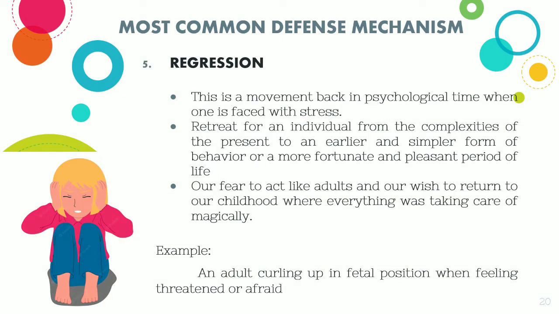The fifth common defense mechanism is regression. This is a movement back in psychological time when one is faced with stress. Regression is a retreat for an individual from the complexities of the present to an earlier and simpler form of behavior or a more fortunate and pleasant period of life. Our fear to act like adults and our wish to return to our childhood where everything was taken care of magically. Example: an adult curling up in a fetal position when feeling threatened or afraid.